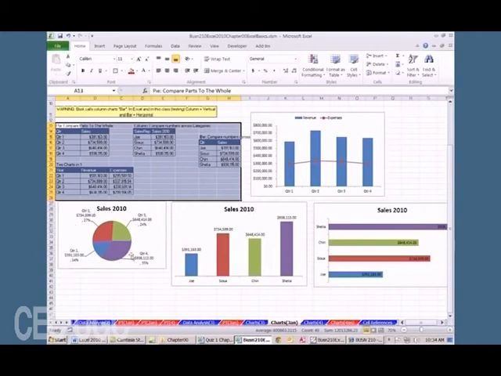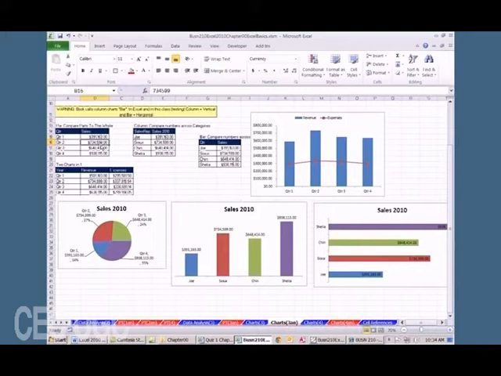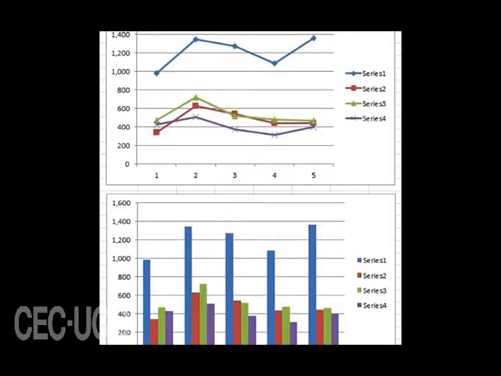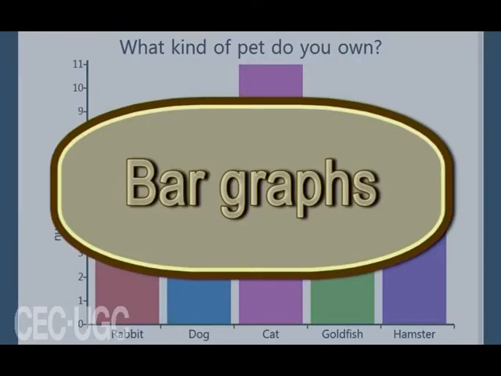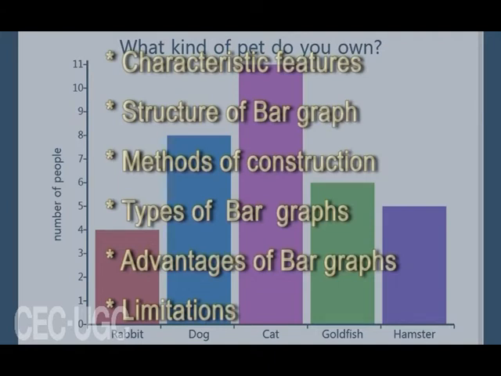Geographers often use graphs because they are a simple yet effective way of showing statistical data. It is important for students to be familiar with a variety of graphs since each one is best suited to represent certain types of information. In this episode, we are going to study the uses of bar graphs and line graphs. The following modules are covered. Bar graphs: characteristic features, structure of bar graph, methods of construction, types of bar graphs, advantages of bar graphs, limitations.